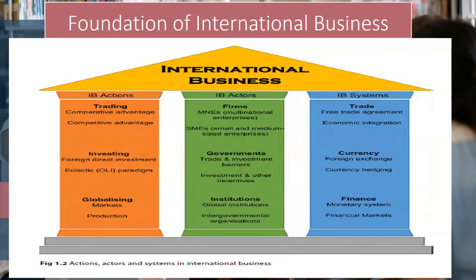Businesses engage in international business and globalization and the likes, like I said a while ago, because of comparative advantage. Next is competitive advantage. Investing, foreign direct investment, and eclectic paradigm. So when you're talking about foreign direct investment or FDI, these are multinational firms engaging in business in another country. They do not only invest in terms of money, but they build businesses in that country, just like Nestle Philippines, wherein they really built some of their manufacturing plants in our country. So that is an example of an FDI.